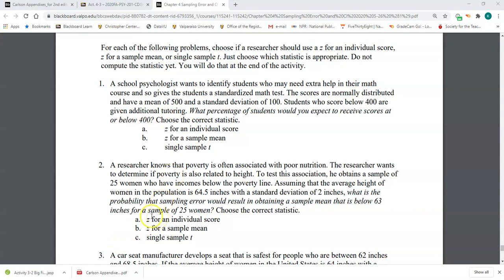At the end of the activity, after you make your choice, you will be asked to compute the actual Z score or T score or individual score for the Z, based on what you choose.